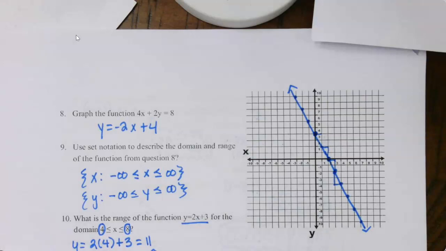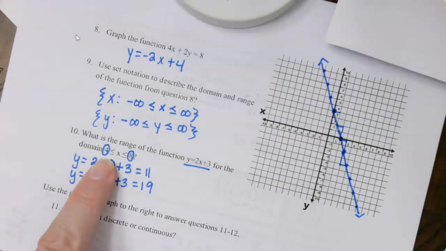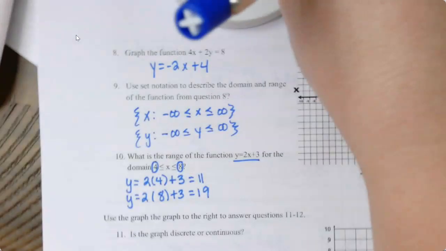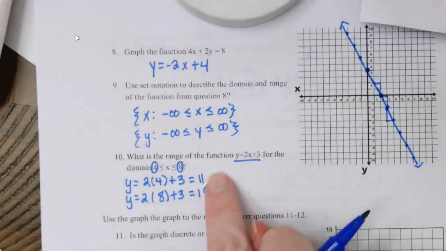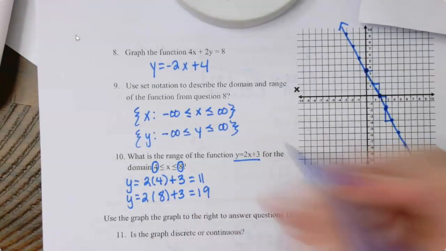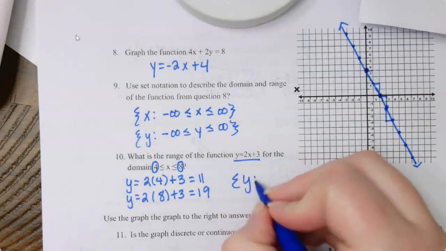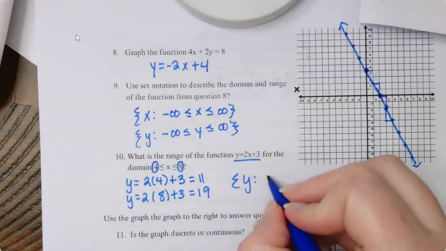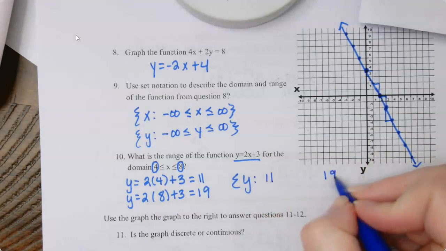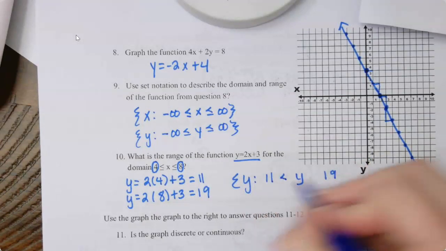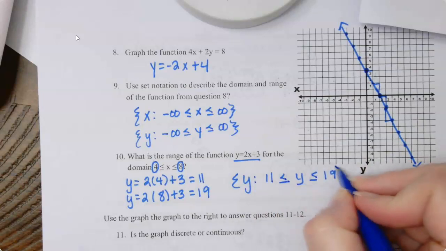So that means when the domain is between 4 and 8, your range is going to be in between 11 and 19. To put that in set notation, your range values are going to be between 11 and 19. So y is between 11 and 19. Okay.